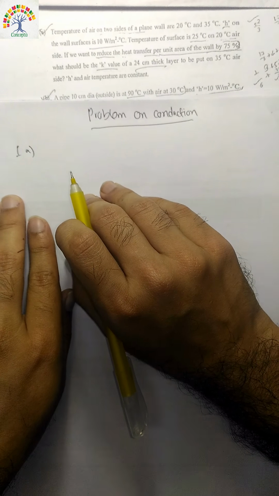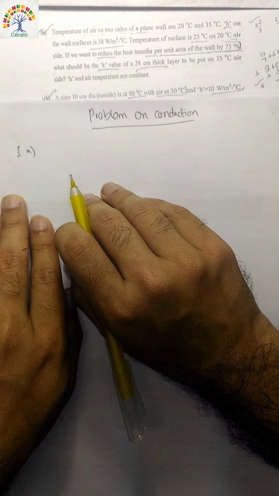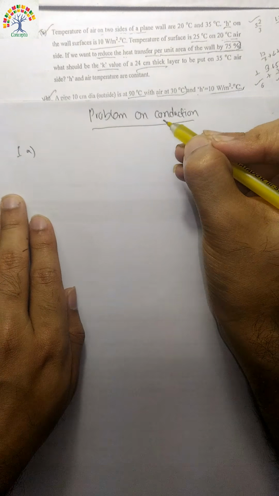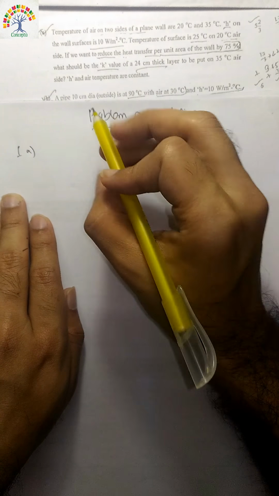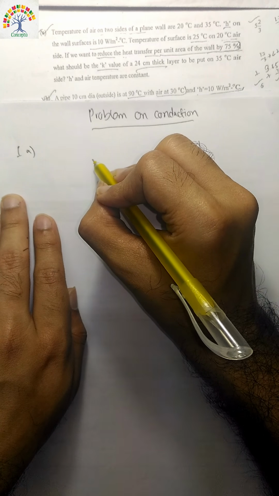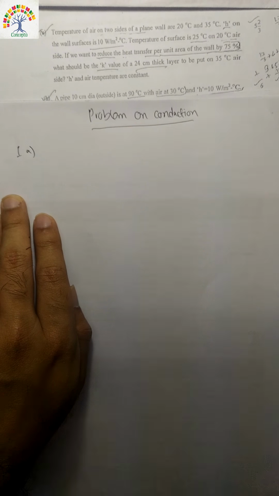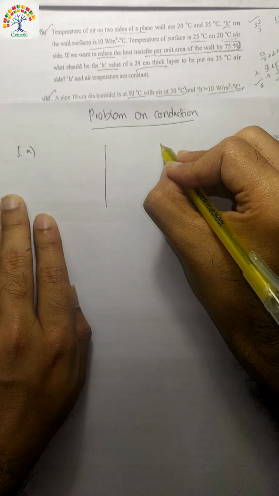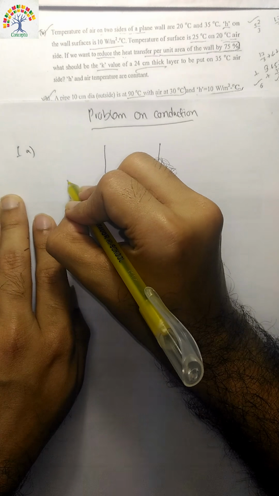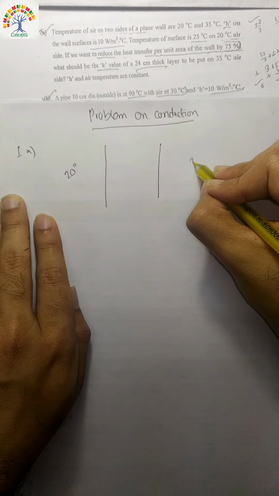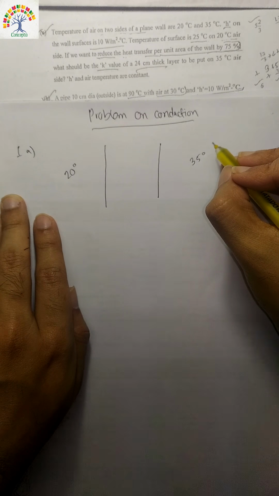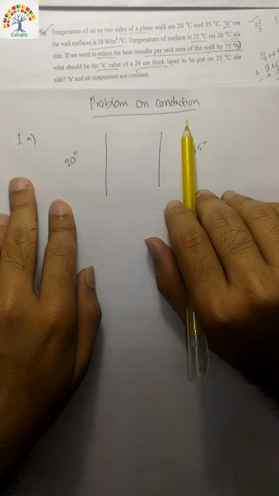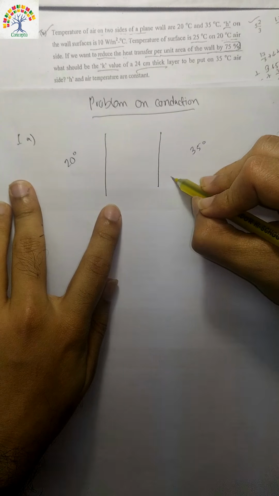We will be solving one problem on conduction. So let's start. The temperatures of the air on two sides of the plane wall are given as 20 and 35 degrees. So let's draw it. Here the temperature is given as 20, and here the temperature is given as 35. So there are two temperatures, and in the question h is constant.